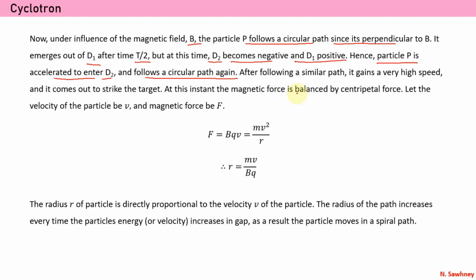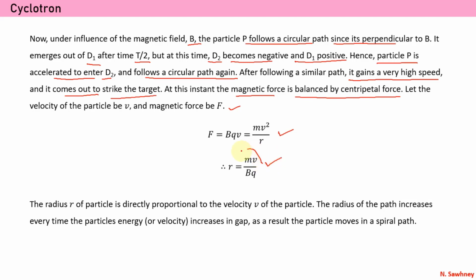This procedure will be continued, and hence the particle will gain a very high speed, and finally it will come out to strike the target. At this instant the magnetic force is balanced by the centripetal force. Let the velocity of the particle be v and the magnetic force be F. So this force will be equal to BQV is equal to mv square by r. From here we have calculated the radius of the circular path, which is equal to mv upon bq.